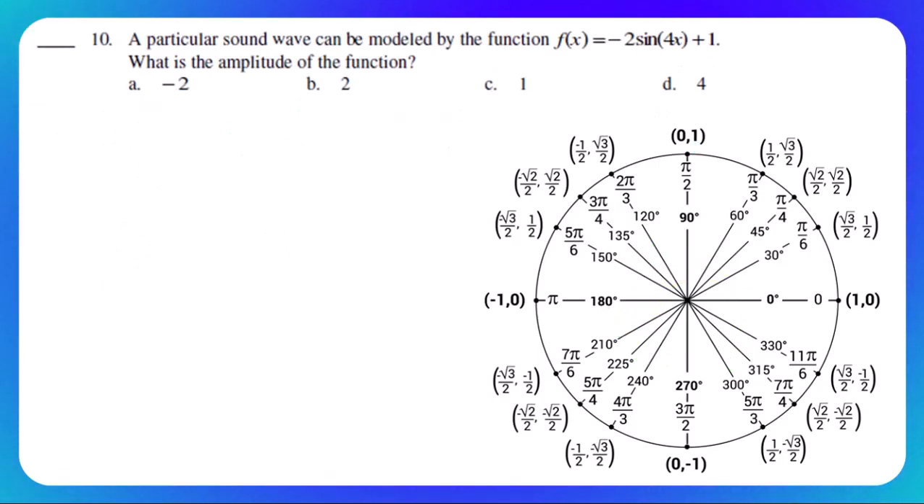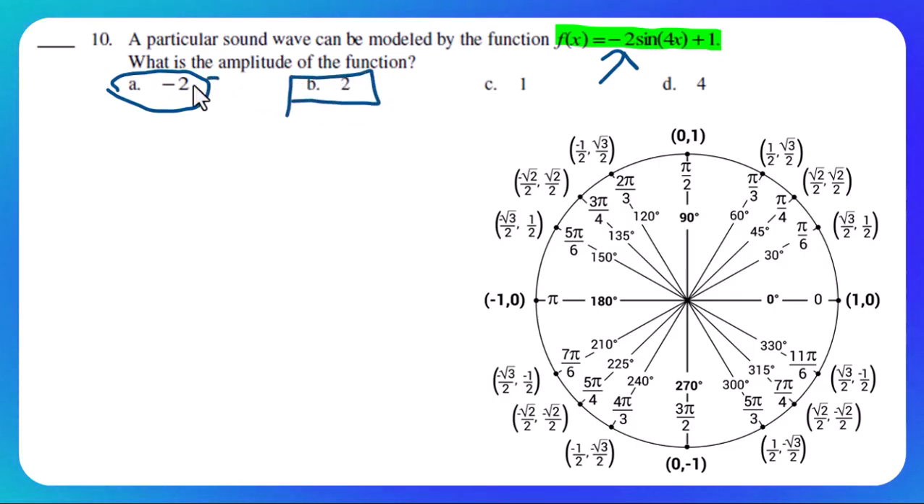Okay. Question number 10. A sound wave can be modeled by the function f of x equals negative 2 sine 4x plus 1. What is the amplitude of the function? Okay, so let's think about what amplitude is. We took those notes down. Amplitude is going to be right here. That's going to be our A. But it's going to be the absolute value. So don't get in a rush and put negative 2. Think about the absolute value. The answer is positive 2, not negative 2.